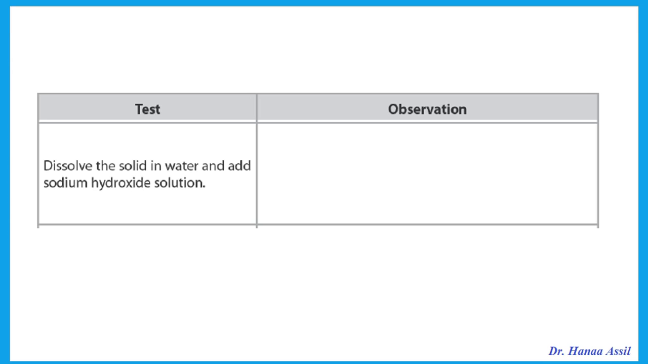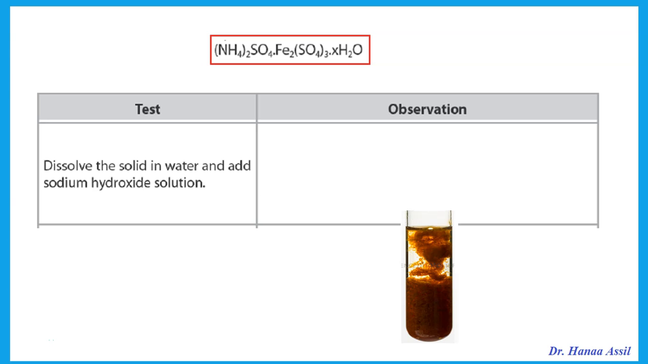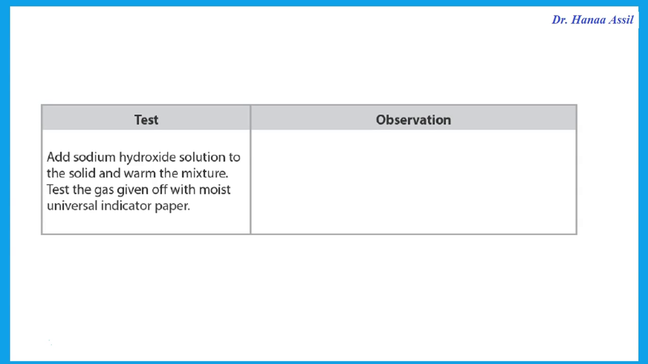Then dissolve the solid in water and add sodium hydroxide. We're adding sodium hydroxide to this. This is something we said had iron 3. When I add sodium hydroxide solution to something that has iron 3, I get a reddish brown precipitate. Next, add sodium hydroxide solution to the solid. Again, this was our solid.